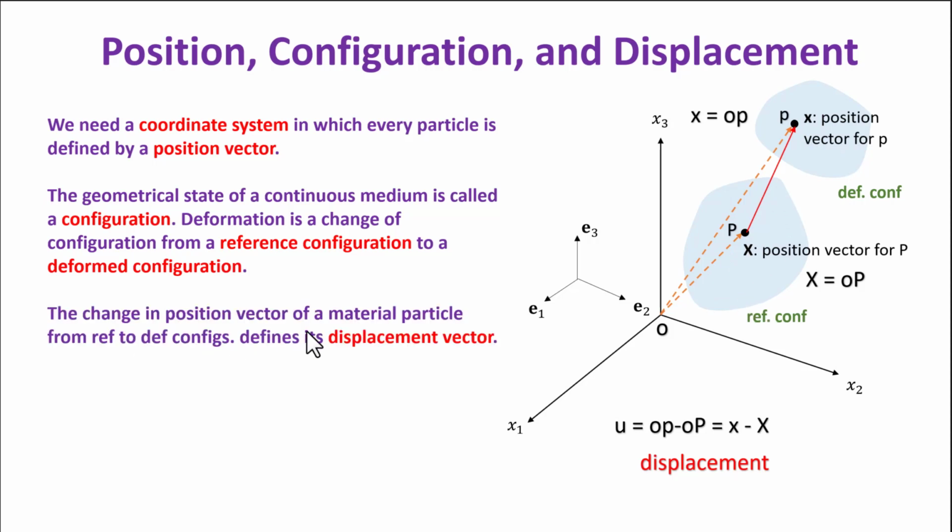So the changing position vector of a material particle from reference to deformed configuration defines its displacement vector. So in the general case, displacement varies in space. We say they define a displacement field.